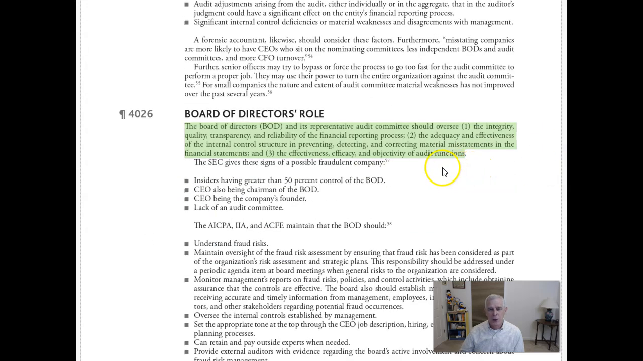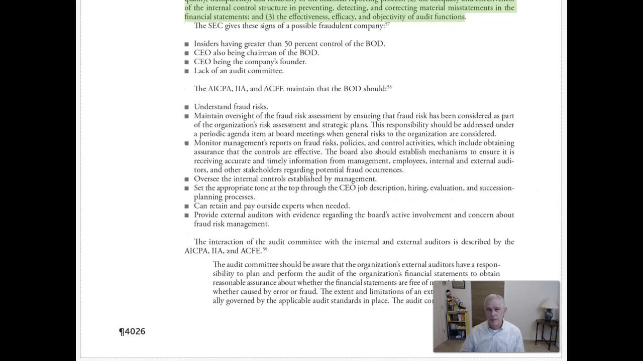And the Board of Directors role, you can read through this. Sarbanes-Oxley and the SEC have put more responsibility on the Board of Directors to be responsible for fraud, right? You have the Audit Committee. They're supposed to report to you, and so forth. You're more responsible for making sure fraud doesn't occur.